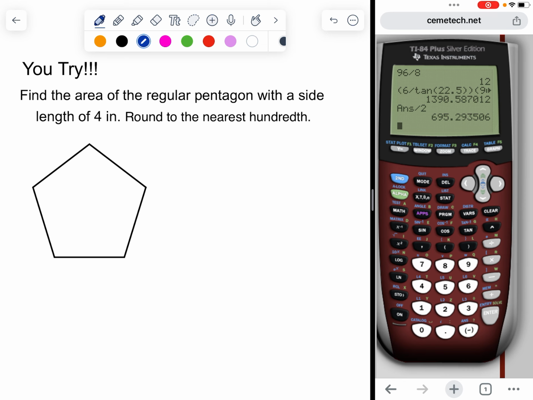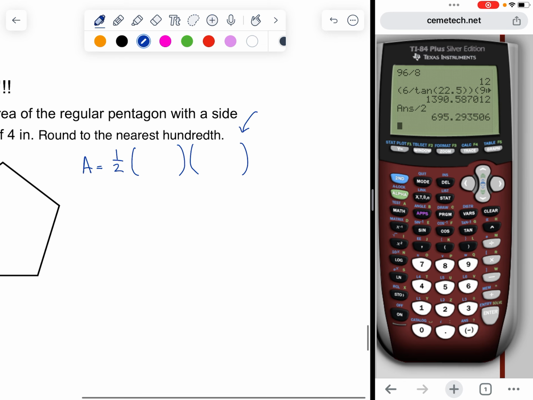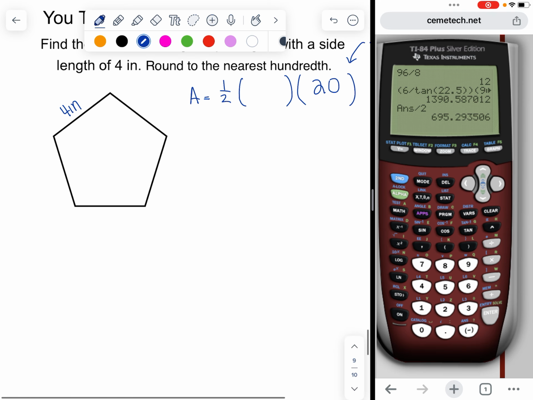All right, so to do this one, I know area is equal to, it says, find the area of the regular pentagon with a side length of 4 inches, round to the nearest hundredth. So 1/2. Apothem I wasn't given, so I'll leave a space. And it doesn't say what the perimeter is, but it takes me 2 seconds to find the perimeter. The side length is 4 inches, and there's 5 of those sides. So 4 times 5 is 20 inches.